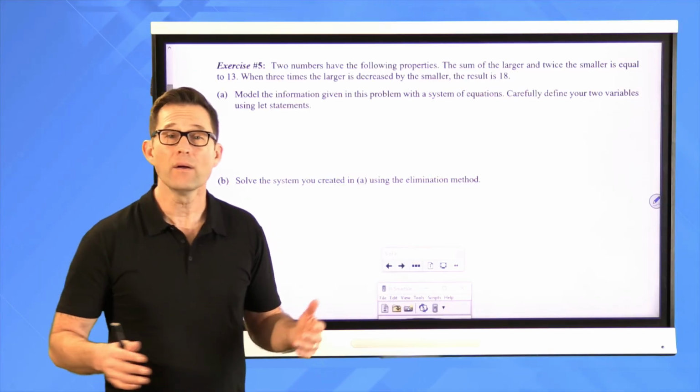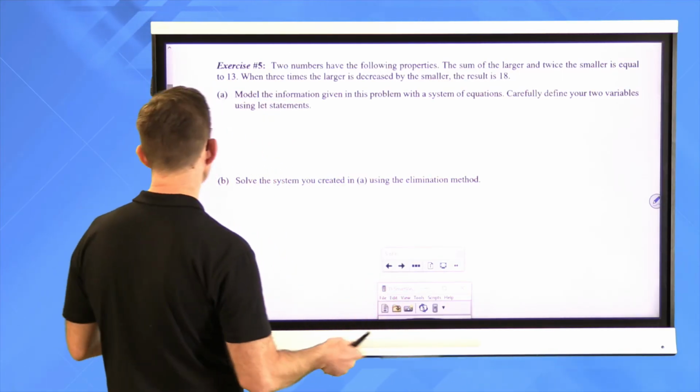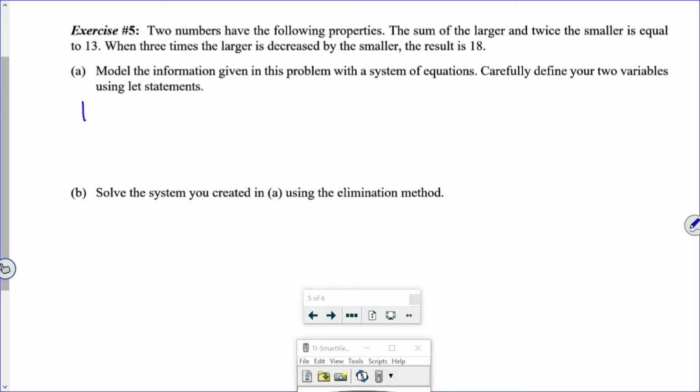All right, well, choose XY, choose AB, choose whatever. I'm going to go a little more descriptive. I'm going to let L be equal to my larger number, and I'm going to let S be equal to my smaller number. All right, so what do I know?